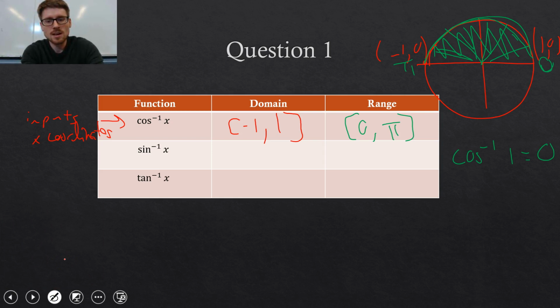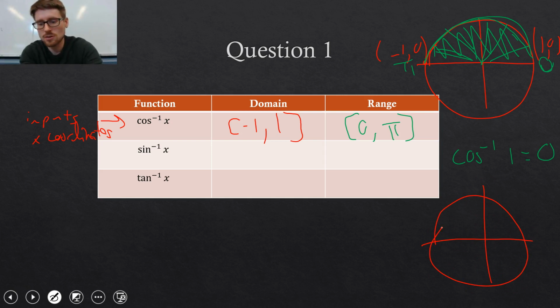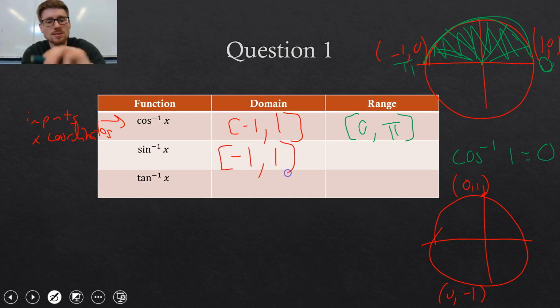Okay, next up, sine inverse. Sine inverse of x. Again, that is a y coordinate. We're plugging a y coordinate from the unit circle in. If we think about y values, we range from -1 at the bottom of the circle to 1 at the top of the circle. So our domain similarly is from -1 to 1 inclusive.